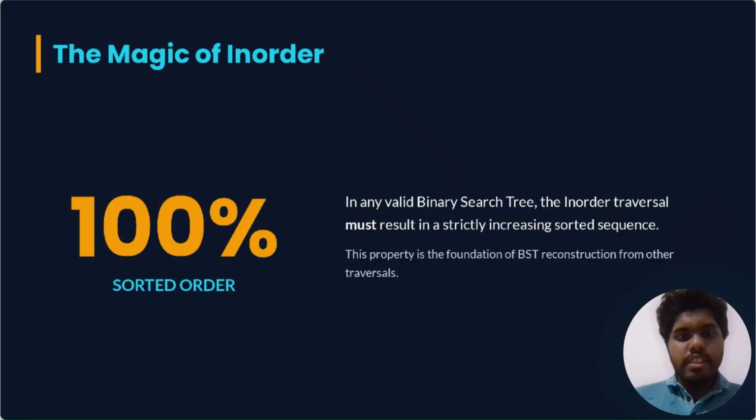Here is the cheat code for binary search trees. In a standard binary tree, the inorder could be anything. But in a binary search tree, the inorder traversal is always a sorted array.